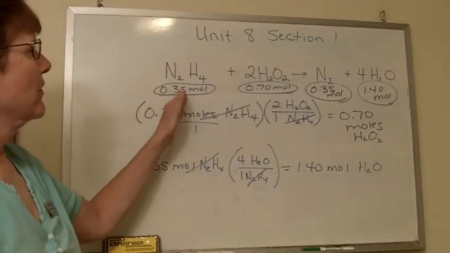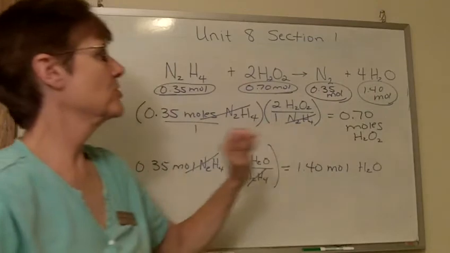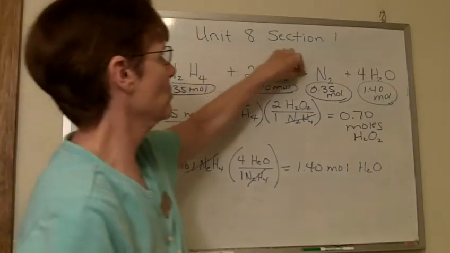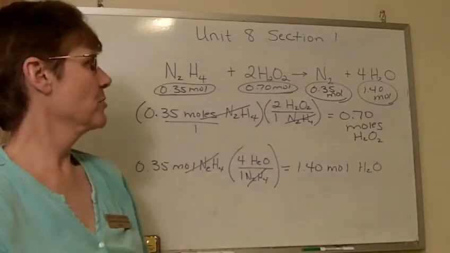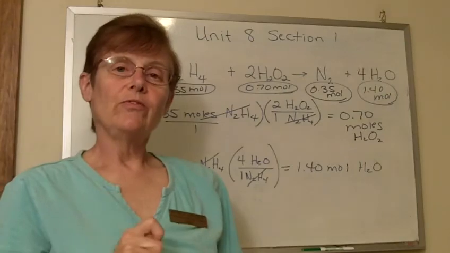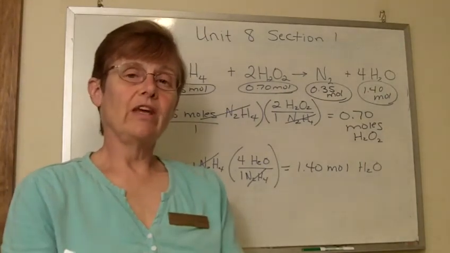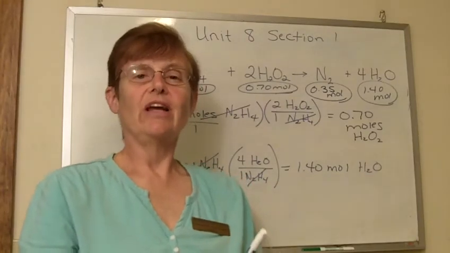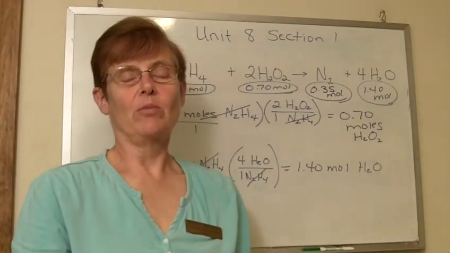So the ratio of this to this to this to this should be the same, if we've done it right, as the ratio of 1 to 2 to 1 to 4. And if you look at those numbers, I think you'll agree that that's true. So that's how you would go about figuring out how many moles of one thing you need, or how many moles of that would be produced, whatever the question asks for, if you're given something else in the problem.